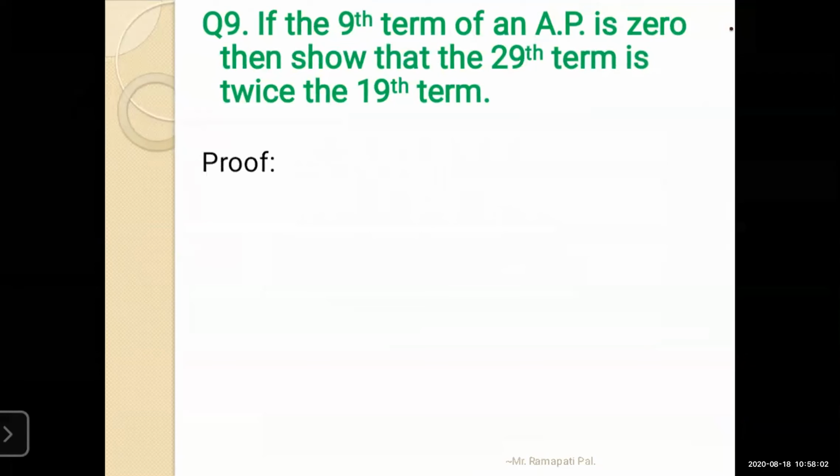If the ninth term of an AP is zero, then show that the 29th term is twice the 19th term. Okay?